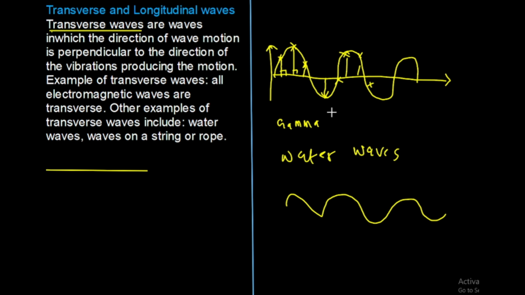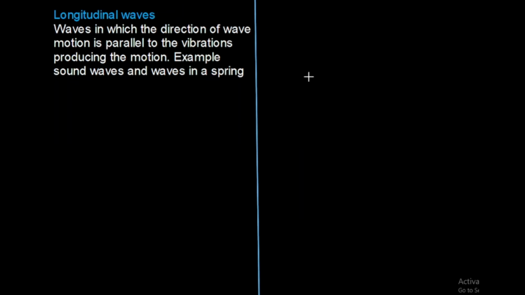Now closely related to transverse waves are the longitudinal waves. Longitudinal waves are waves in which the direction of wave motion is parallel to the vibrations producing the motion. In longitudinal waves, the vibration of the particles and the direction of wave motion are in the same direction. Longitudinal waves usually give rise to adjacent compressions and expansions, also known as rarefactions.